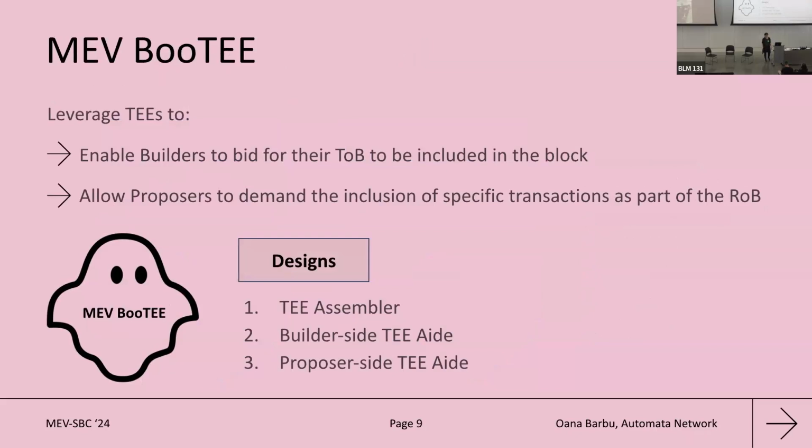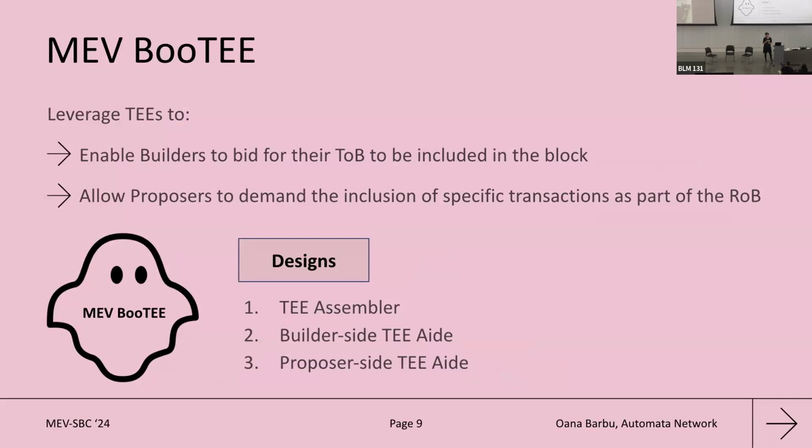The idea is very simple. We leverage TEEs to receive the TOBs from the builders and the ROB from the proposers. Then we combine this to create a block. And we have 3 designs which differ based on where the TEE is run. So the first one is TEE assembler, which is basically like the current MEV Boost, just that the relayer is replaced by the TEE assembler.